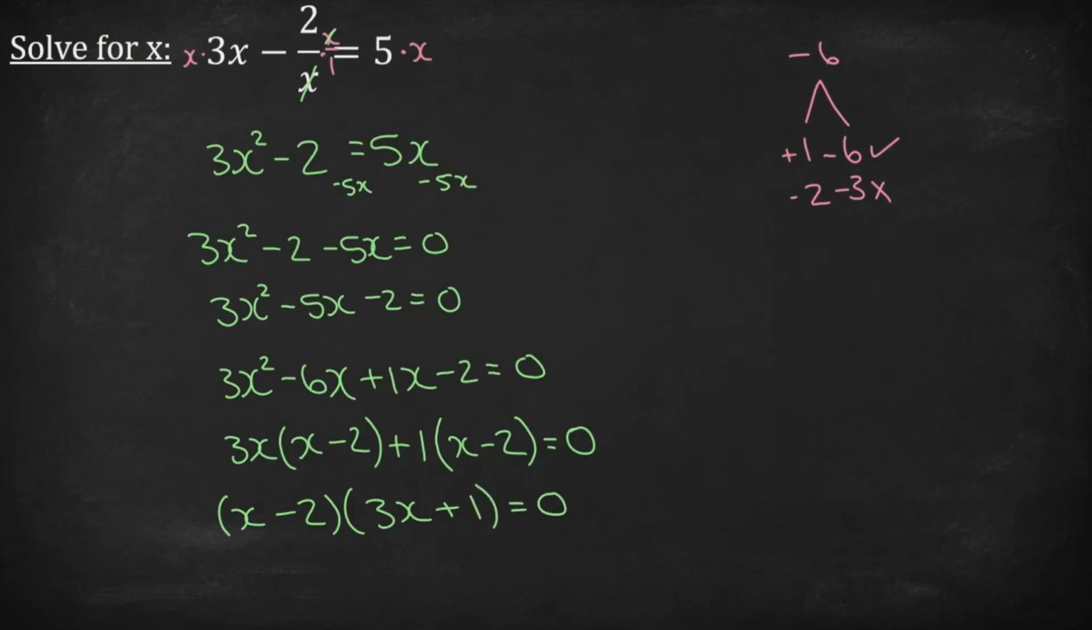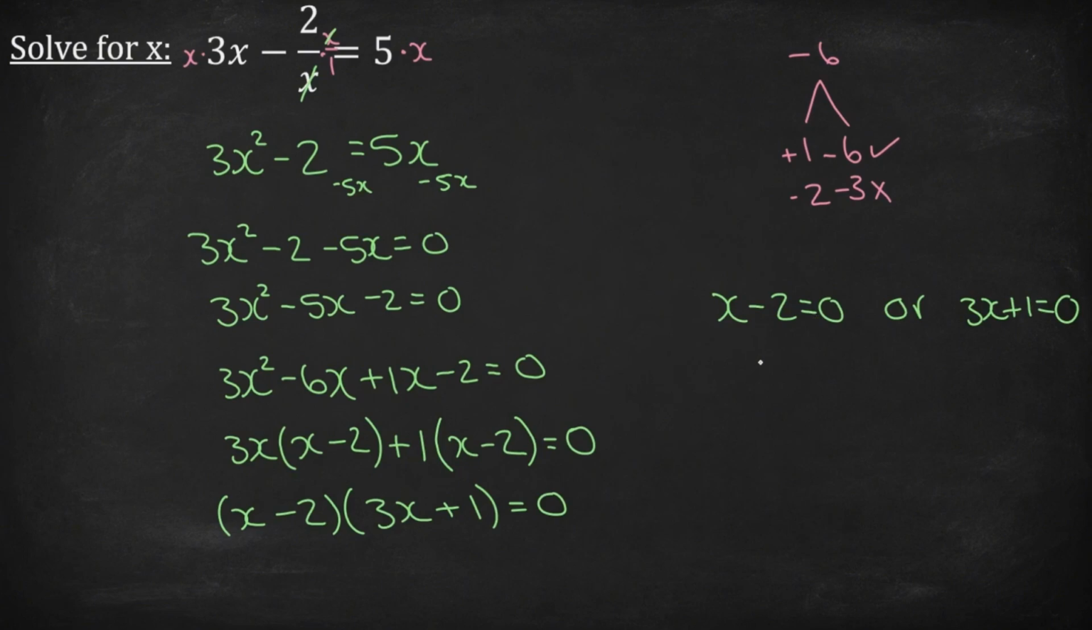All right, now we have only factors left on this side of the equation. That means I can set each of these factors equal to 0. Let's do it on this side. So I can write x minus 2 equal to 0, or 3x plus 1 equal to 0. And now all we need to do is to solve these equations.